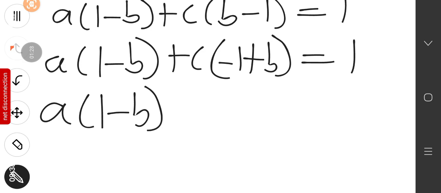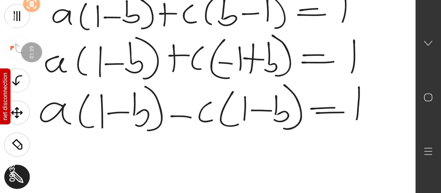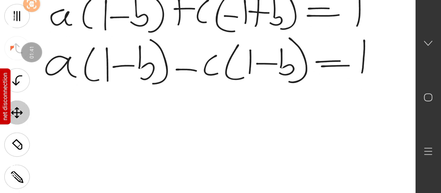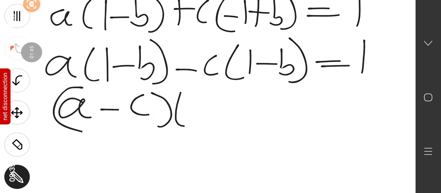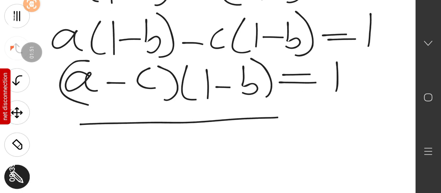Now we can change this part of the equation. We can write this part as minus C times 1 minus B equals 1. So our equation becomes A minus C times 1 minus B equals 1. You can see we have a binomial here.